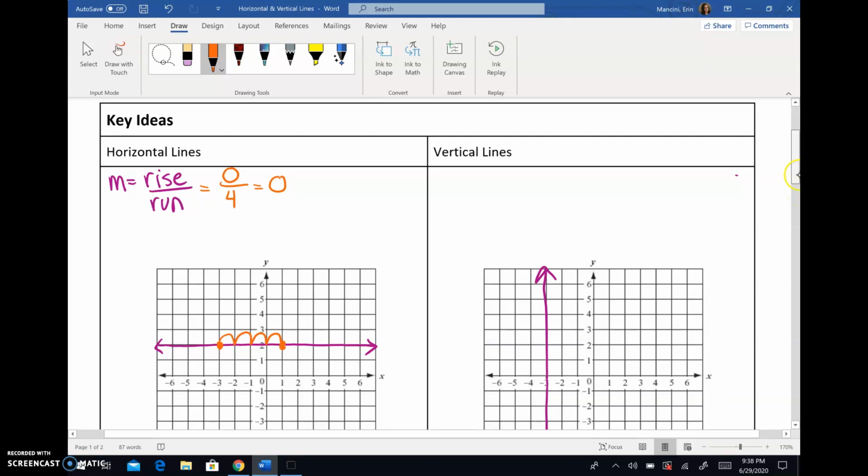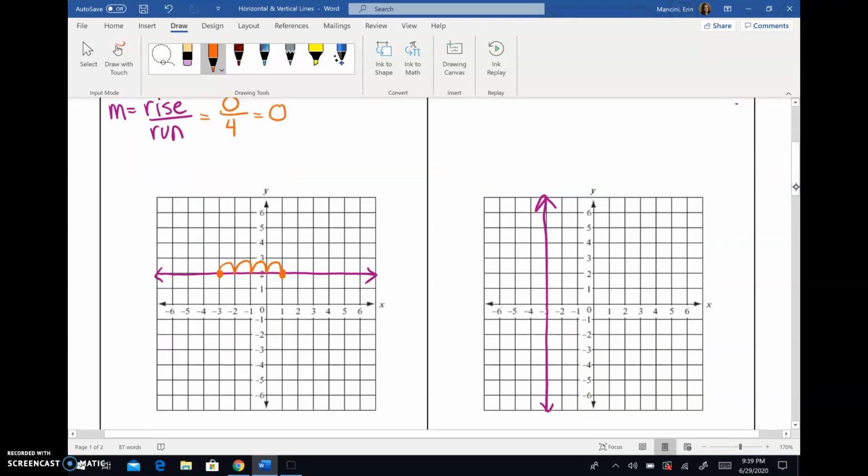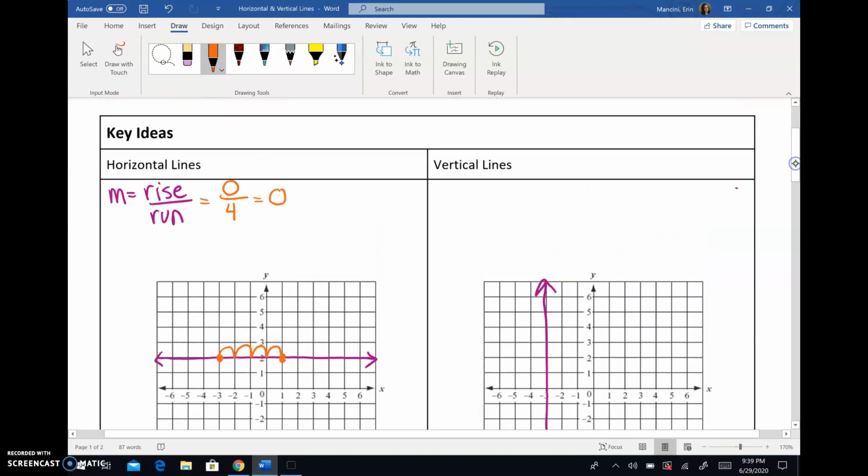So for any horizontal line, your slope is always going to be 0. If you drew another line, you'd have the same situation, right? From here to here, you don't have to go up or down at all. You just go left or right. So that's true for any horizontal line. Horizontal lines always have a slope of 0. Make sure you write that down. That's nice about horizontal and vertical lines. That's always true. So anytime you see a horizontal line, you know automatically it's a 0 slope.